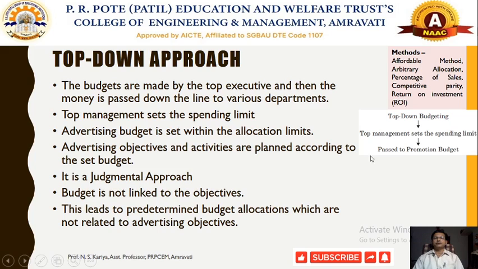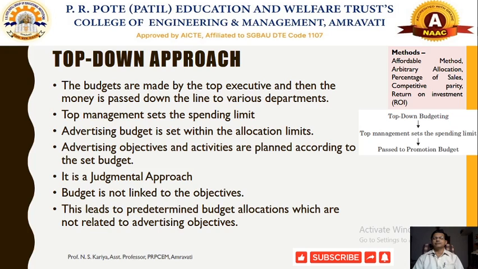This form of approach, the top down approach, is called the judgmental approach. The budget is not linked to the objective. In that case, your advertising objective is something different, and we need to plan our advertising objectives and other related activities, but your budget has not been linked with the objective. This leads to a predetermined budget allocation, which is not related to the advertising objective. This is called predetermined budget allocation.